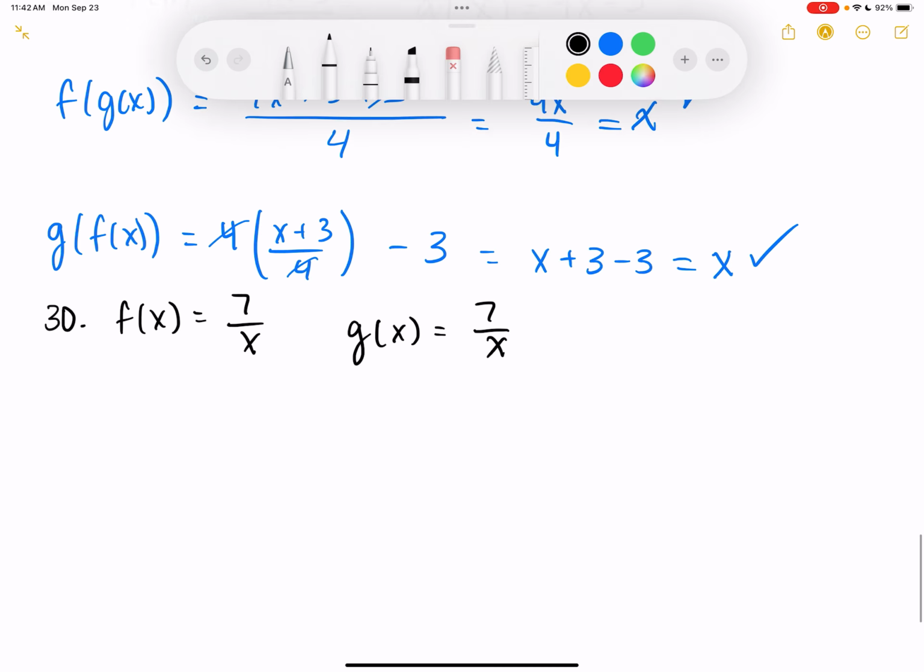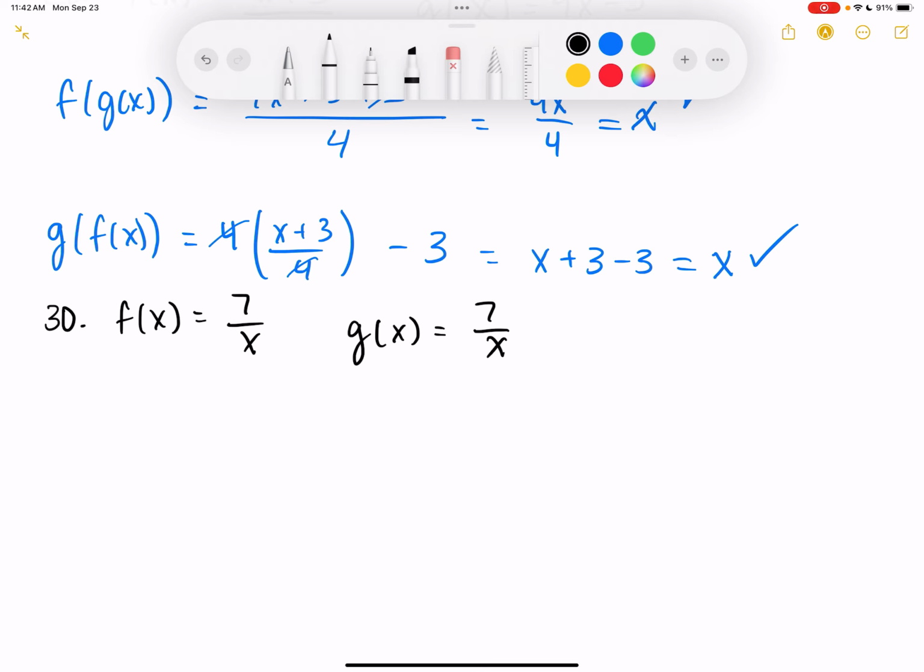Now, do you think these look like inverses? Why? They're the same thing. So at an initial glance, it looks like they might not be inverses. So we're trying to confirm that they are, but it also could be that they are not.